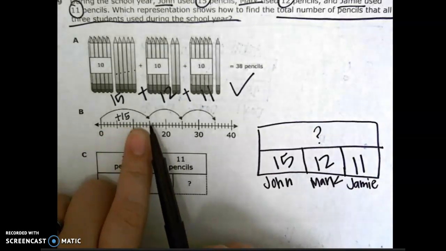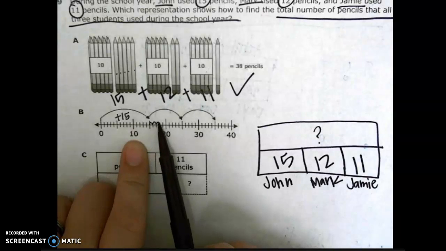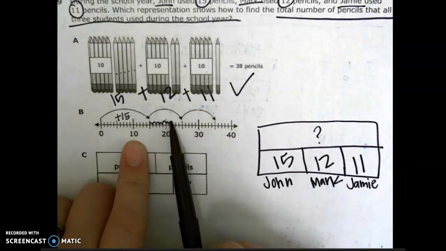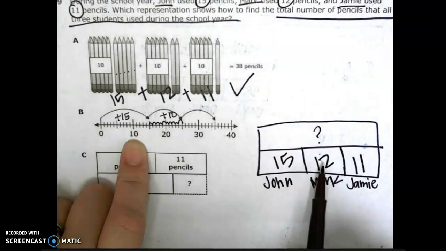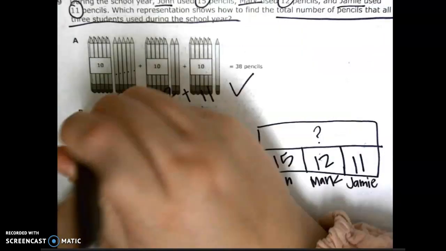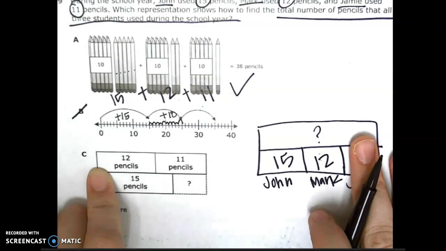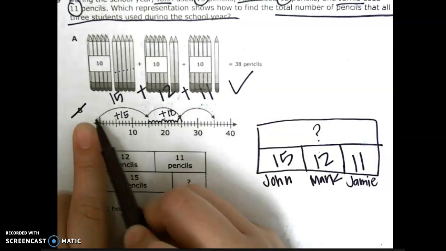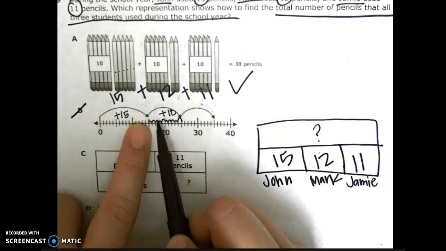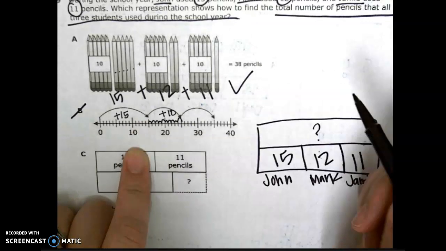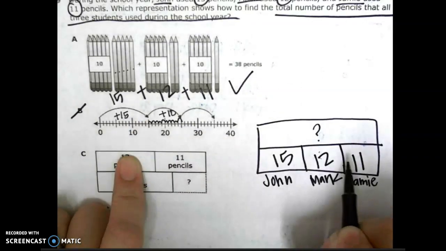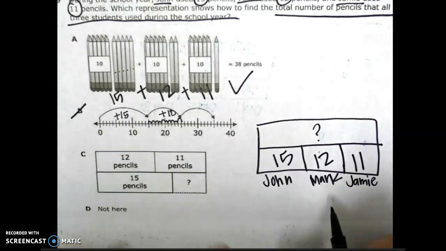So 15 plus 12 more. 1, 2, 3, 4, 5, 6, 7, 8, 9, 10. That's only plus 10 more. Well, I don't have a 10 here at all, so I know that that one can't work. I just jumped from this arrow to this arrow, and then I did little bunny hops to where the next arrow stops. Okay, and that was only plus 10. Plus 10 I don't have as an option here, so that can't be your answer at all.